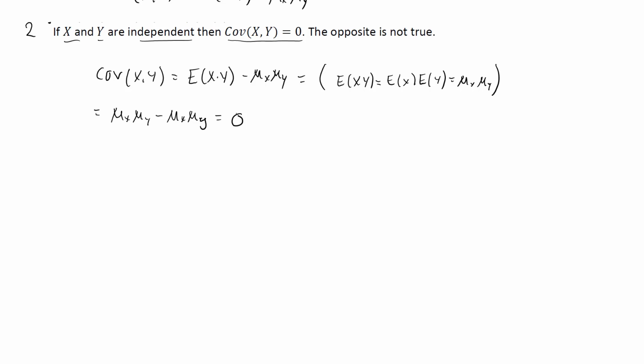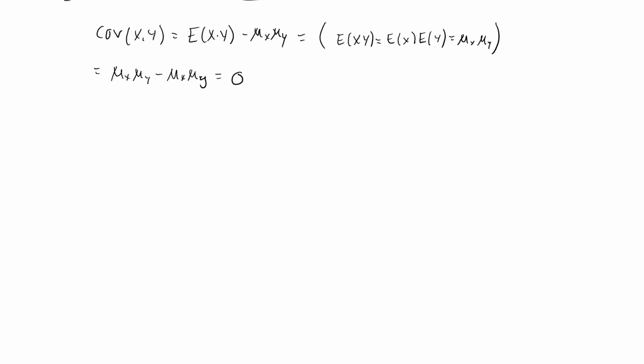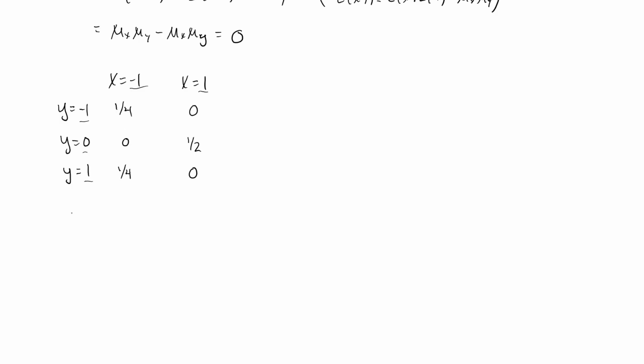The opposite is not true. All we have to do is give one example where it's not true, and I think a very nice example is the following. X can take two values, minus 1 and 1. Y can take three values, minus 1, 0 and 1. And the probability mass function is given in this table. We get the marginal PMF of X by summing the columns. So that's 1/2, 1/2, a 50-50 chance for X to be minus 1 and plus 1. We get the marginal of Y by summing each row: 1/4, 1/2, 1/4. So we easily see that mu_X and mu_Y are both 0. Both of them have expected value 0.